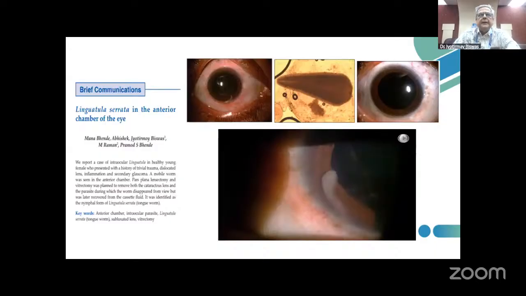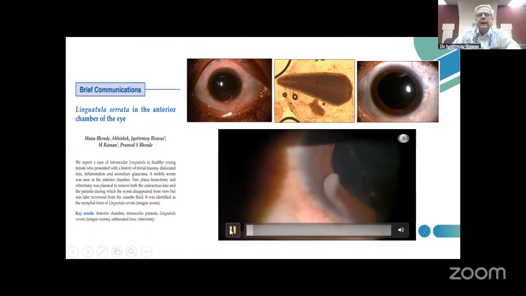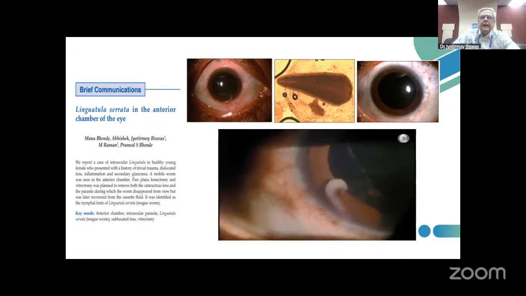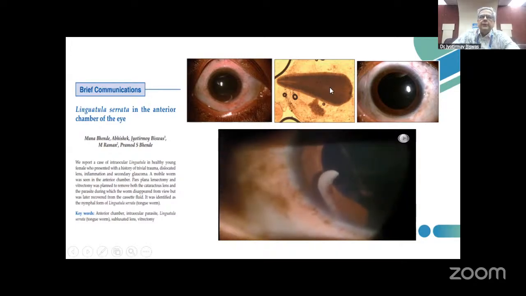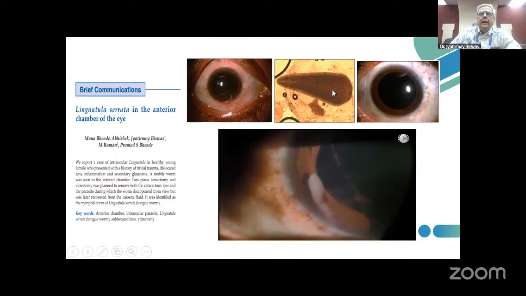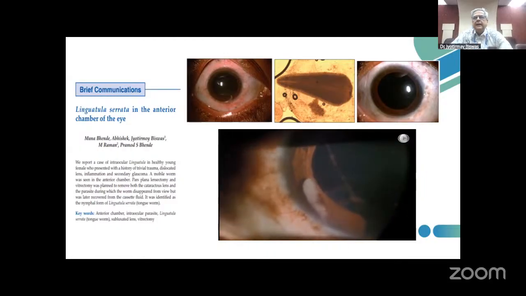This is another parasite, Linguatula serrata, and it has not been described in the literature. And you can see that the monster is moving. This has a spine, a very peculiar picture. Moving inside the anterior chamber.